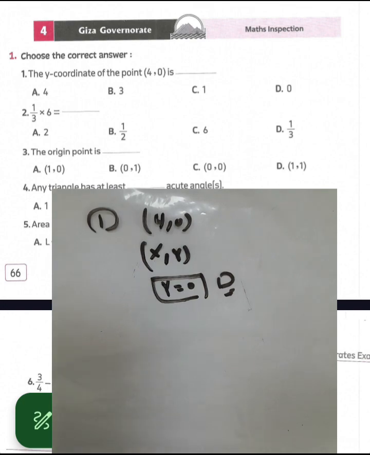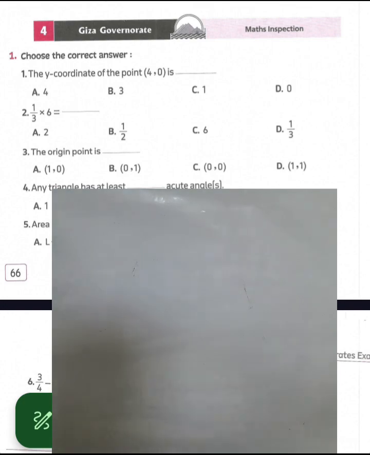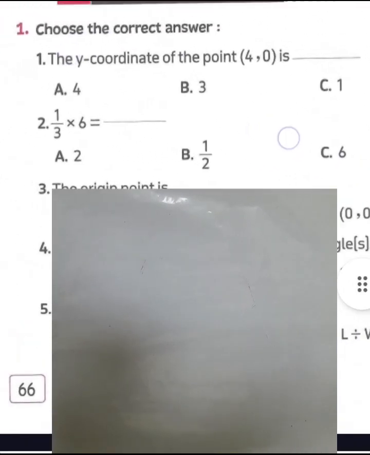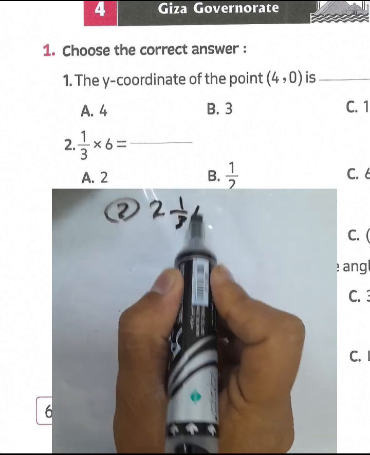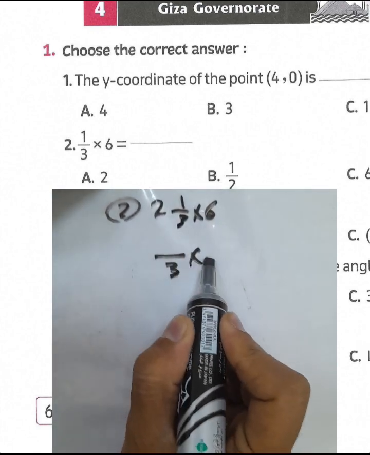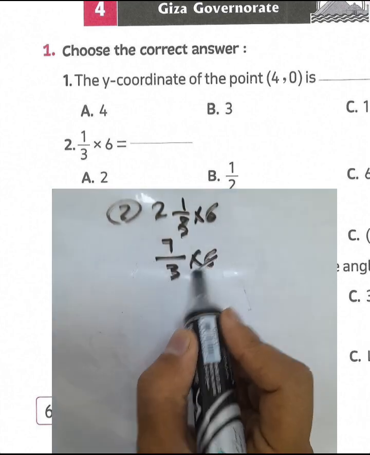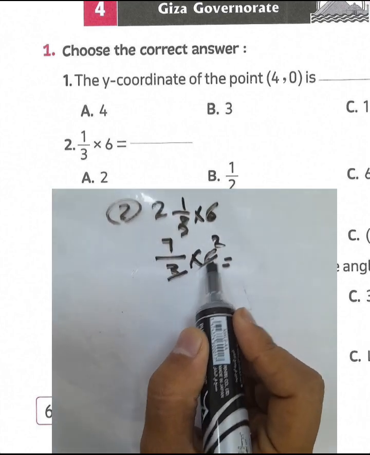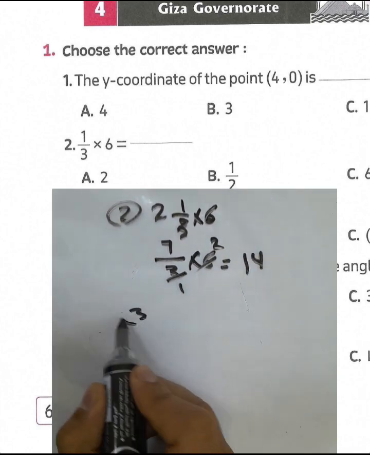Question number 2. Two and a third, product by 6. We can write 3 in the numerator. 2 times 3 equals 6. 6 plus 1 equals 7. And then 6 divided by 3 equals 2. 3 divided by 3 equals 1. 2 times 7 equals 14.